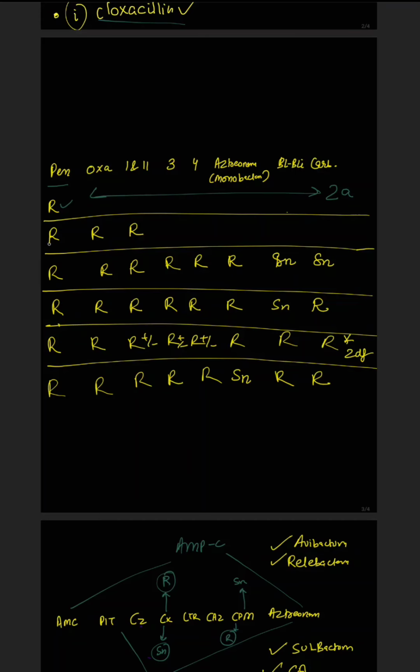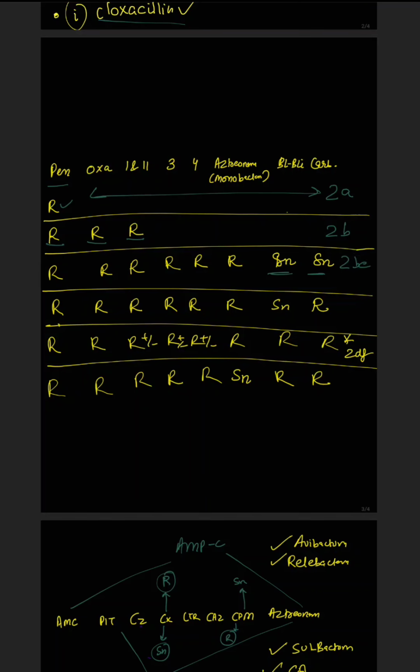Now second is penicillin resistant, oxacillin is resistant, and first and second generation are resistant. They belong to 2B, that is cephalosporinases. In third, all are resistant, only BLBLI and carbapenems are sensitive. That means we are talking about ESBL, that is 2BE.